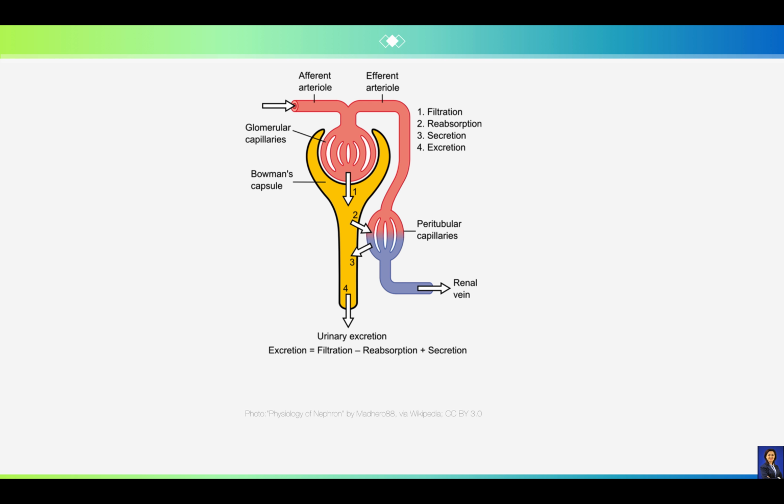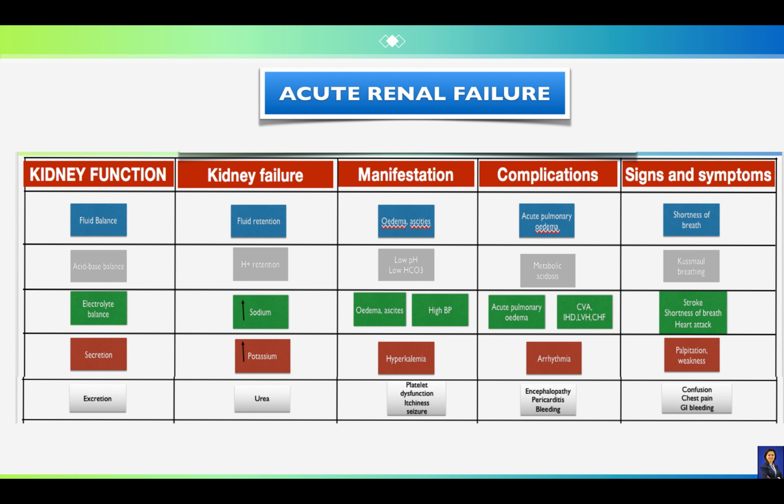For reabsorption and secretion, for example, sodium and bicarbonate have to be reabsorbed in the tubule. If the patient cannot reabsorb sodium or bicarbonate, then bicarbonate will be reduced in the body as well. Potassium has to be secreted from the tubules, but if potassium cannot be secreted, then potassium will be retained in the body. Excretion of nitrogenous products such as urea and nitrogen will also be retained if the kidney function is damaged.